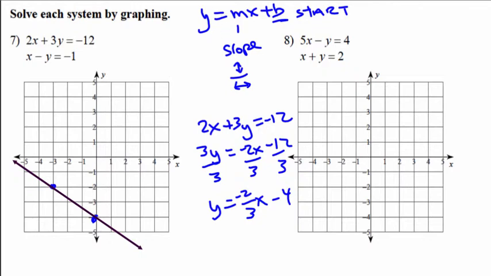Let's look at the other equation now. We'll do that one in red. So what are we going to do here? I would add y to both sides. That would give me this. X equals y minus 1. And then add 1 to each side.